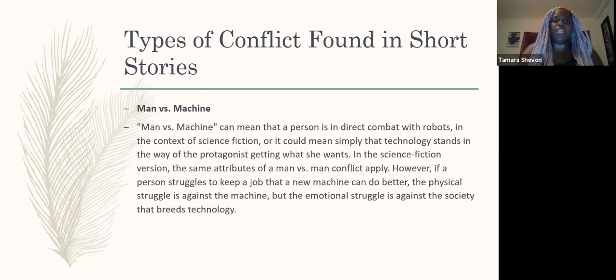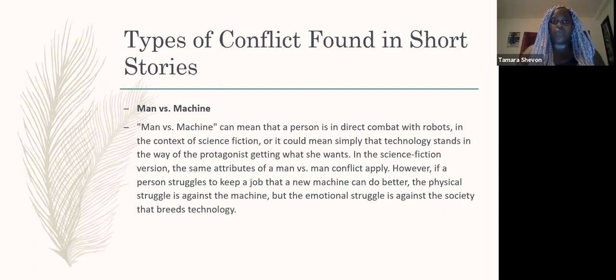Man versus machine. Man versus machine can mean that a person is in direct combat with robots in the context of science fiction, or it can mean that technology is standing in their way. So it's one or the other, right? So it's either like you're fighting robots, or the effects and stresses of technology are weighing you down. Either way, it's some sort of science fiction where man cannot succeed or is trying to succeed against a force that seems like man-made, like a machine.